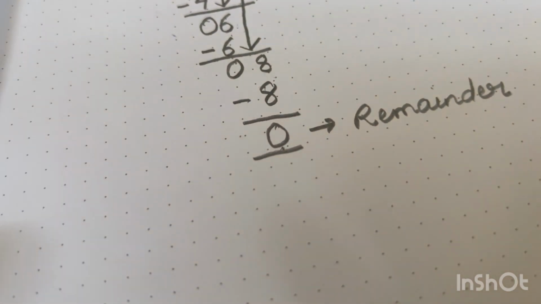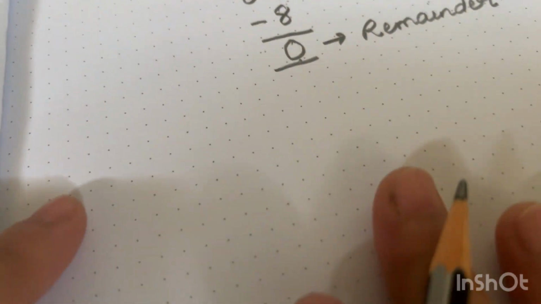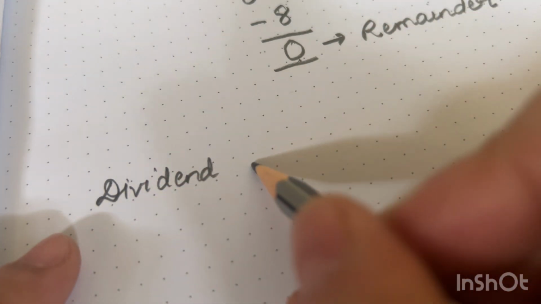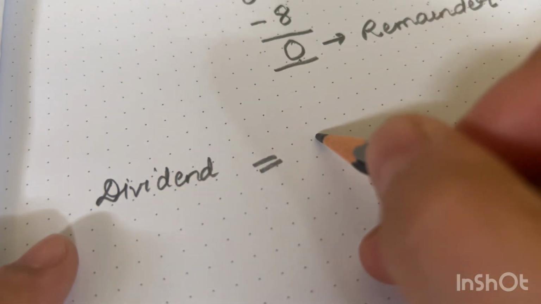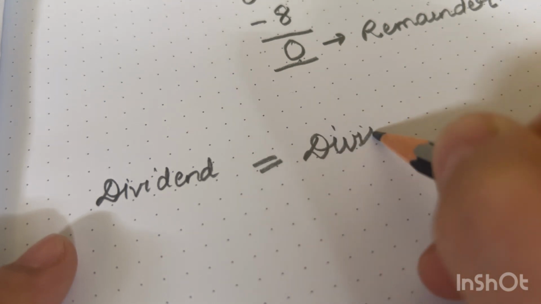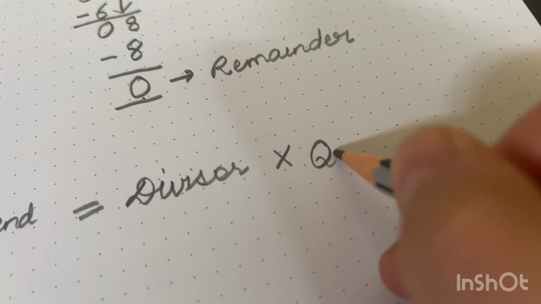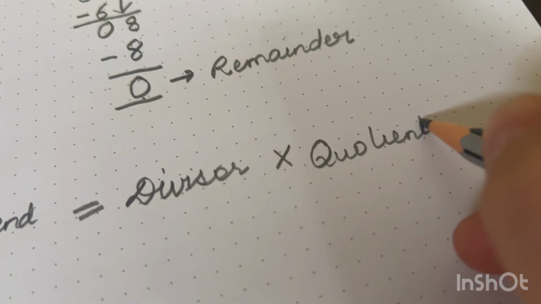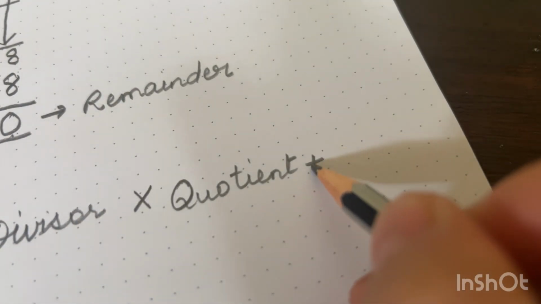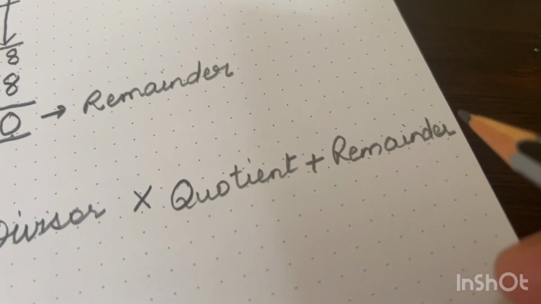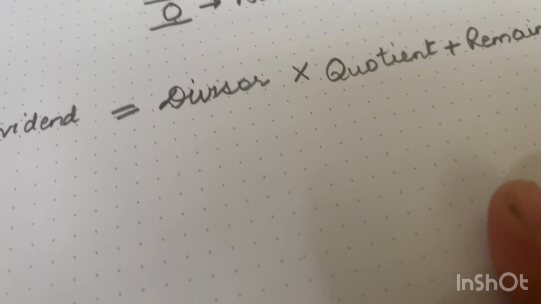So what is the formula? Here we will write: dividend is equal to divisor multiplied by quotient plus remainder. So this is the formula for checking whether we have done the correct process or not.